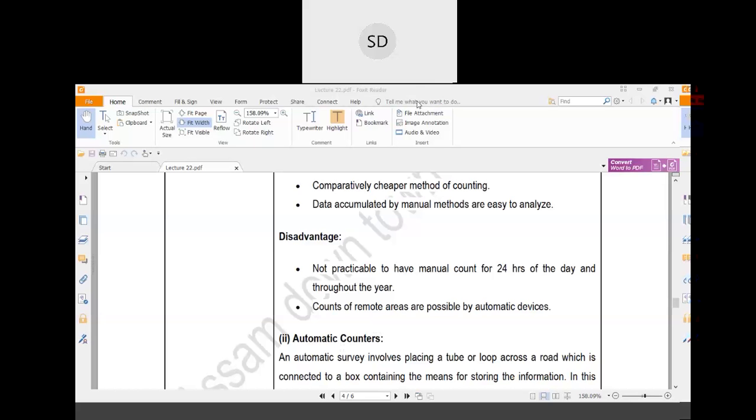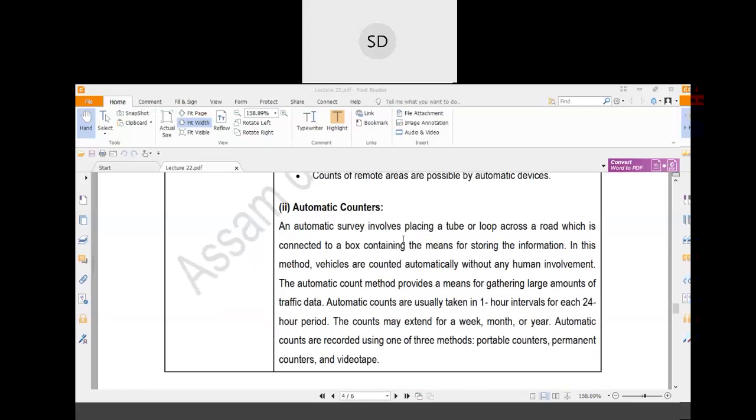So the next portion is the automatic counter. Now there are different types of automatic counters. The first type is the pneumatic tube type automatic counter. In that case, what will happen? One particular stretch of the road will be there, and one tube would be placed over there. Now, whenever a vehicle crosses the tube, by that pressure, an automatic counter will count the number of vehicles.